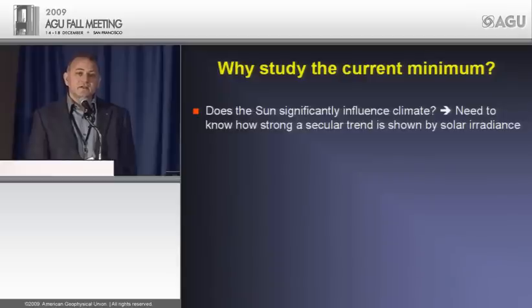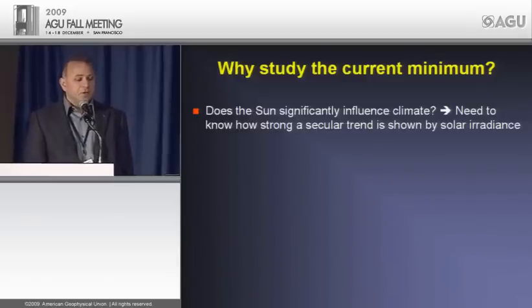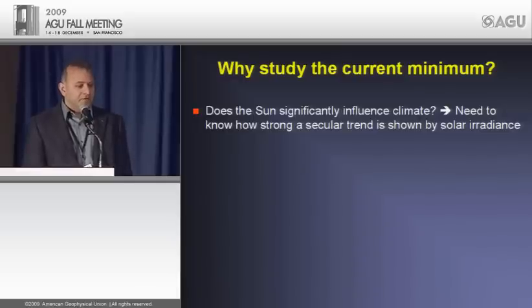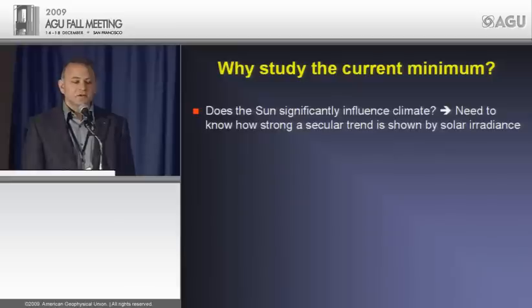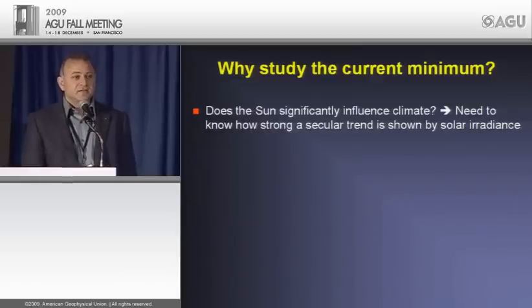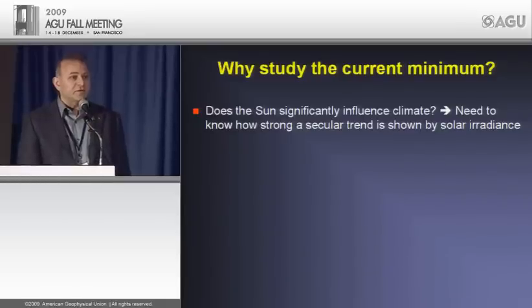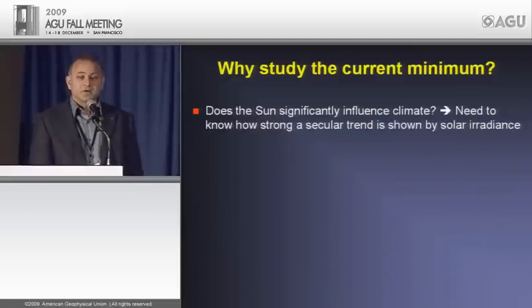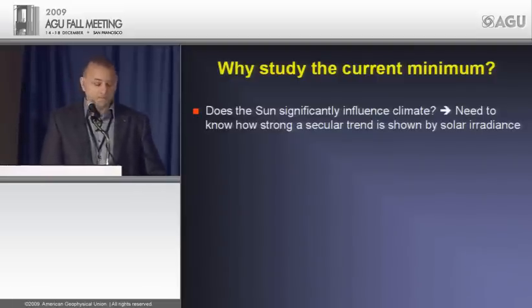And the first is, if we want to understand, and if we want to find out if the sun influences the Earth's climate in any significant way, then we need to know what the solar irradiance has been doing in the past, and not just its cyclic variation, but also if there is a secular trend and by how much it has changed between, for example, the Maunder minimum and now.